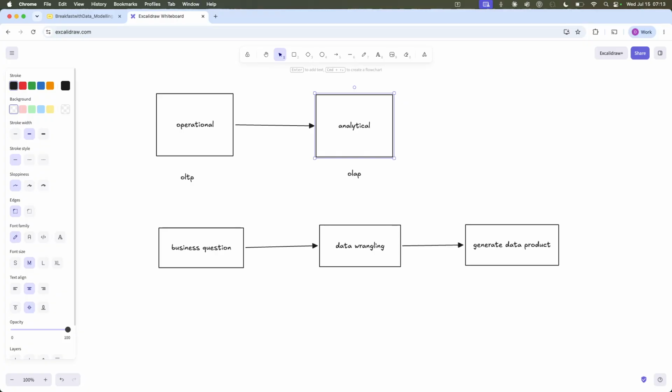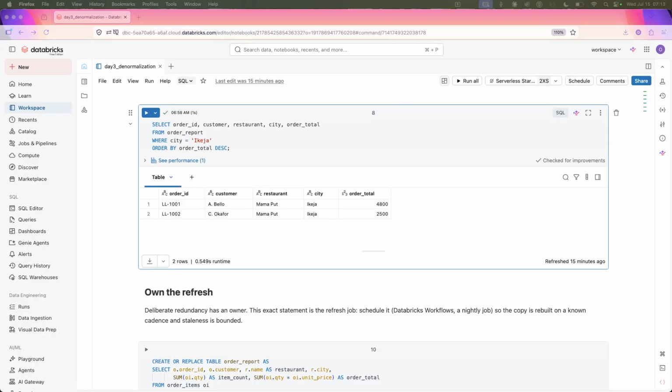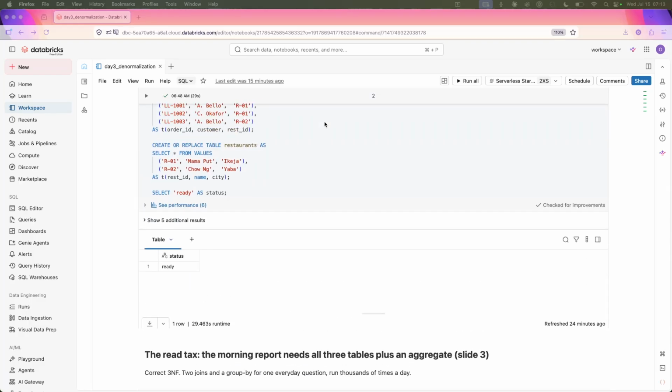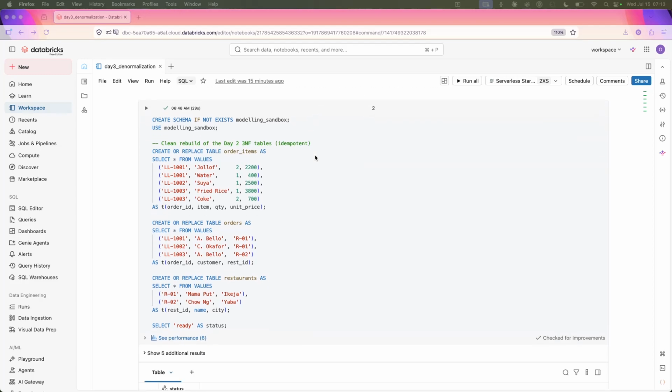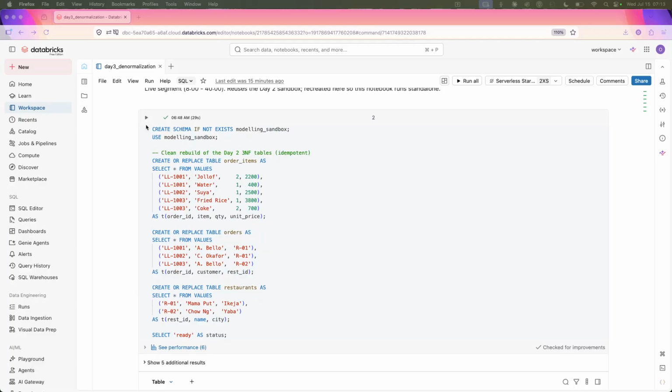Let's look at a few examples. I have actually gone ahead to write some things in our Databricks, and I created a new schema called modeling sandbox. You are familiar with our Lagos logistics data set.